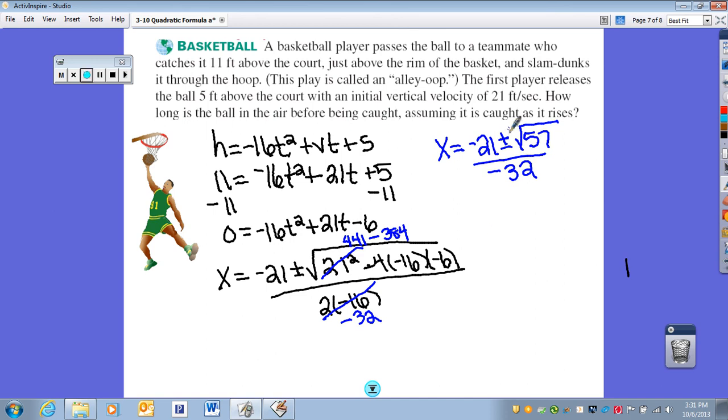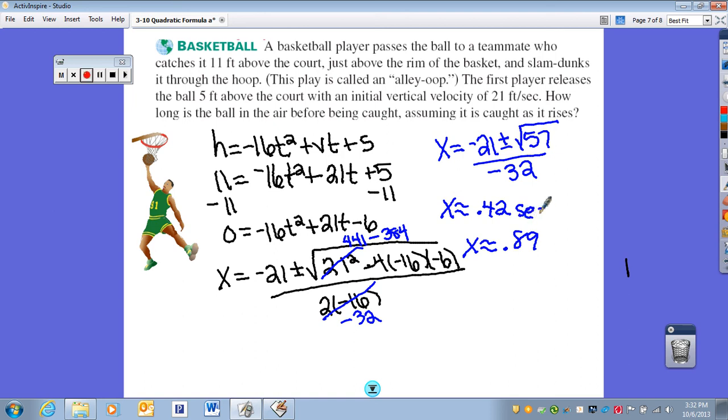So you could do it in a couple of ways. You could put this entire numerator in parentheses and then divide it by negative 32. Or you could take negative 21 plus the square root of 57, then press equals, and then divide it by negative 32. So when we put that into our calculator and we round it to the nearest hundredth, we're going to come up with 0.42 as our first answer when we do negative 21 plus the square root of 57 divided by negative 32. And when we do negative 21 minus the square root of 57 divided by negative 32, and round to the nearest hundredth, we get 0.89.